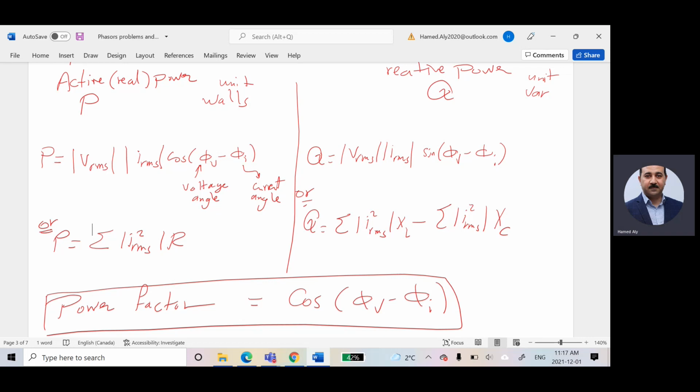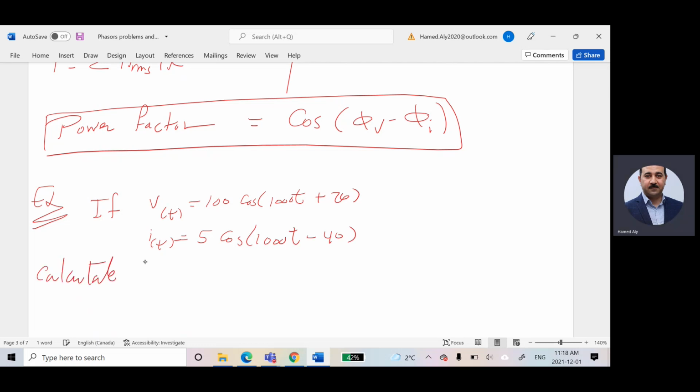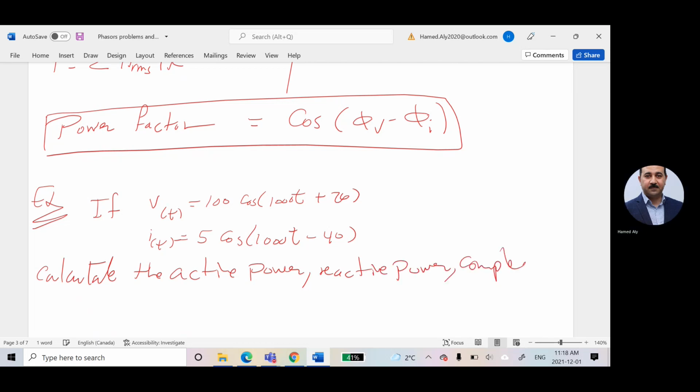Now, let us see this example. If V of t is equal to 100 cosine(1000t + 20), and I of t equals 5 cosine(1000t - 40). What do you want? Calculate the active power, reactive power, complex power, and the impedance.